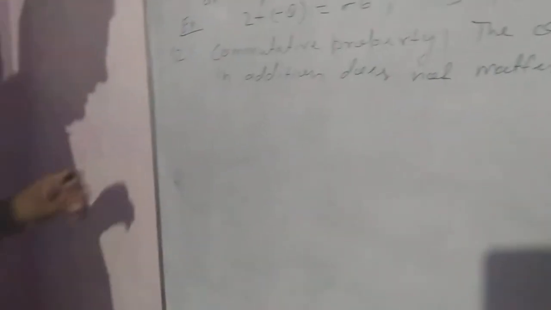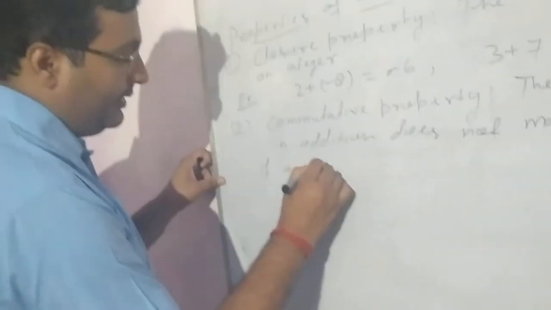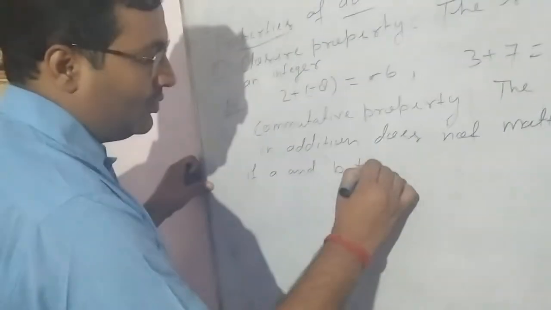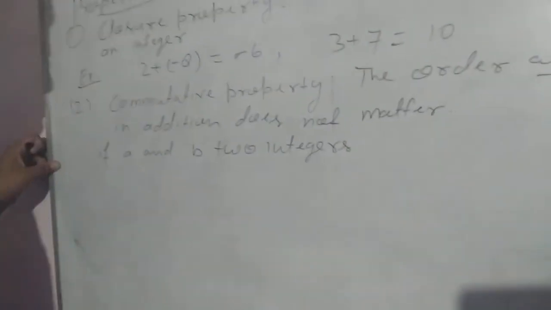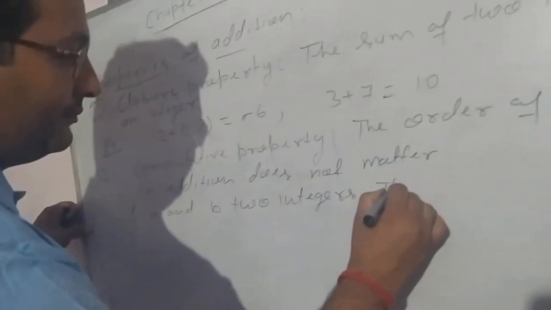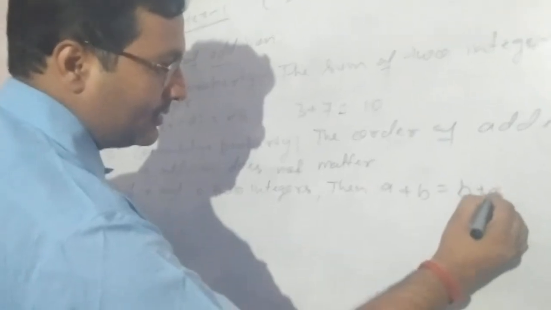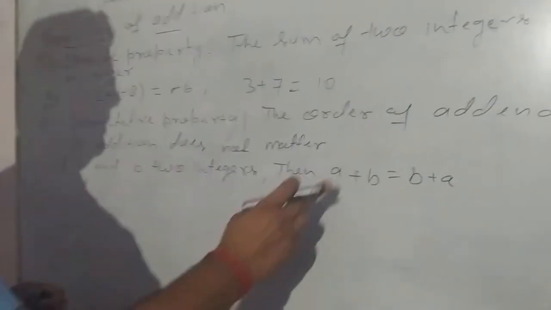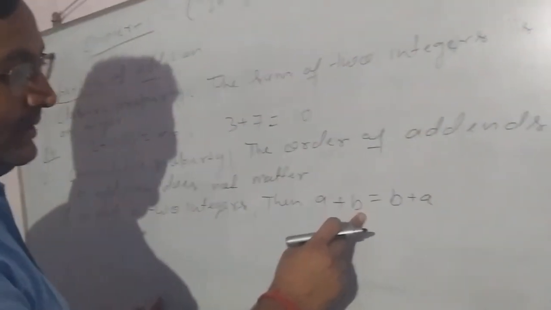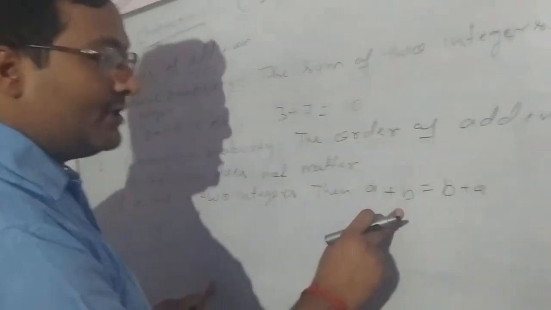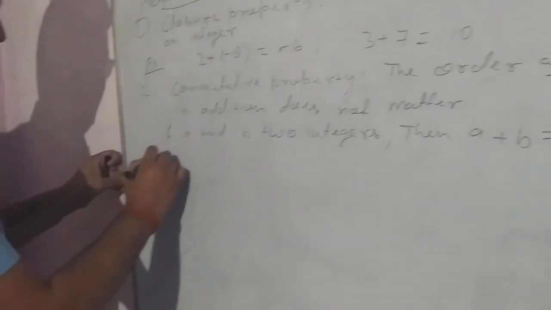If A and B are two integers, then A plus B is equal to B plus A. Addends means what? Those which participate in the addition. So A is an addend and B is also an addend. Okay. So when we add A plus B and then change the order to B plus A, the sum is always equal.